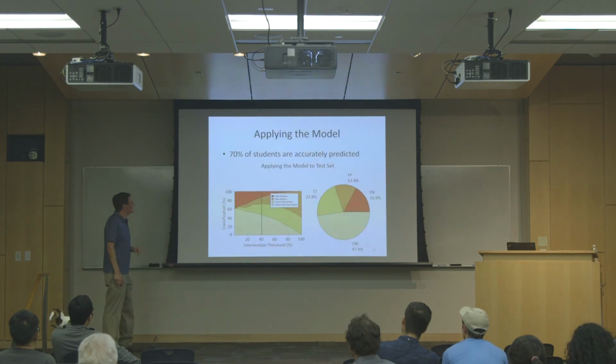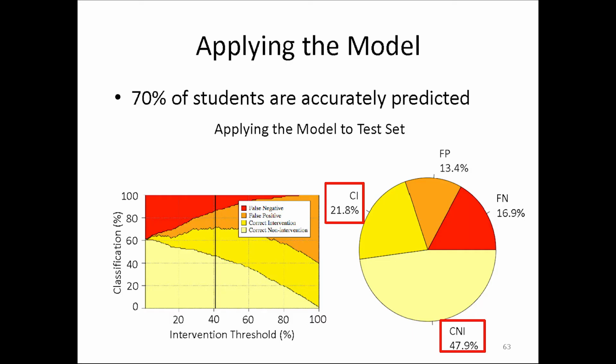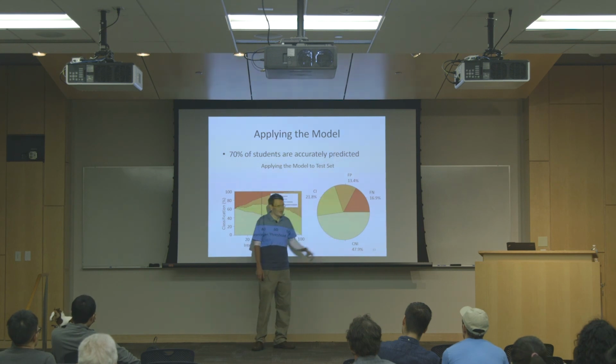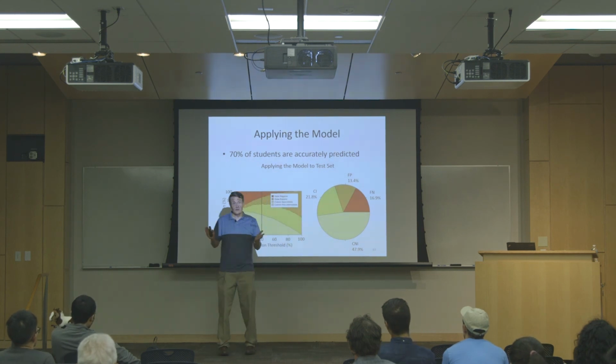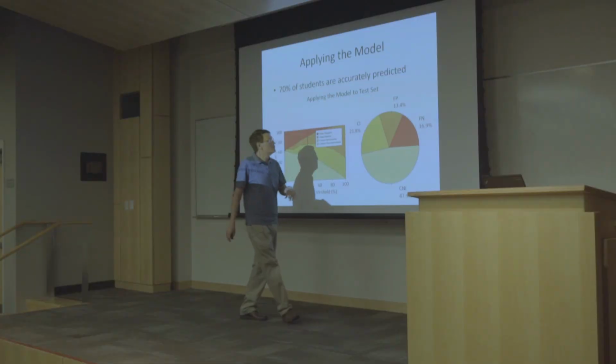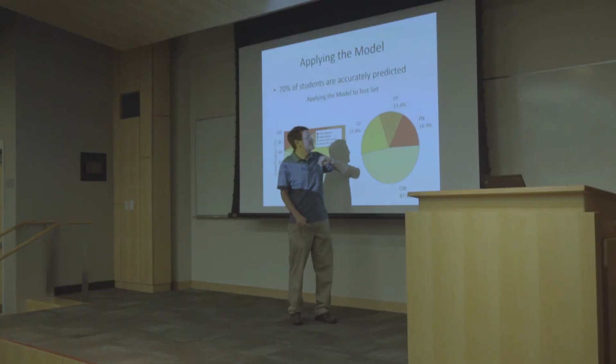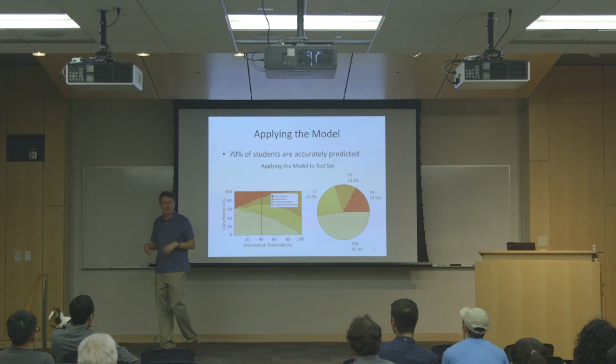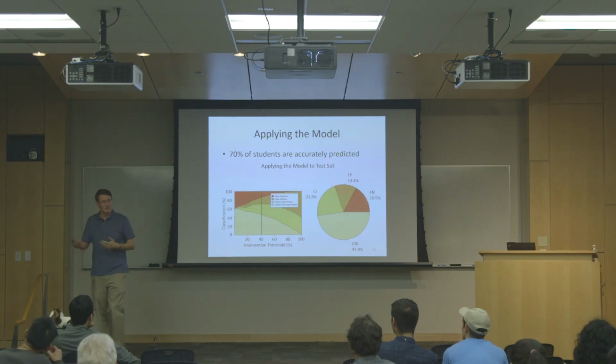I'll skip this for time's sake, but it turns out we can actually predict with about 70% accuracy who's in trouble and who's not. So for about 21% of the class, we can say, you actually do need help, and we can predict you as needing help. For about 48%, we can say, you're good, and we don't need to help you, and we're right. But then for the remaining 30%, we're wrong in one direction or the other. We think you're okay, but you're not, or we think you're not okay and you are.